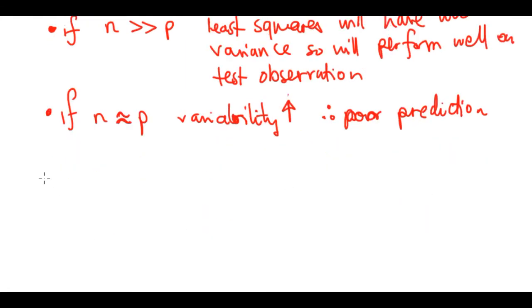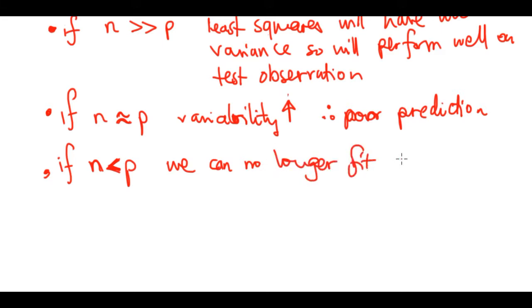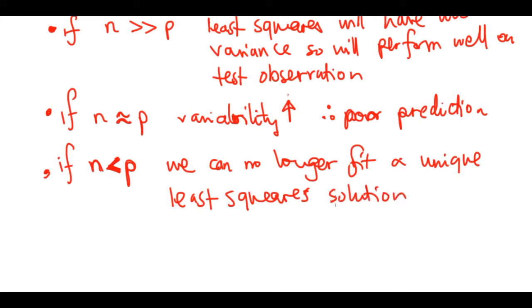And if my n is smaller than my p, let's say we have 10 observations but 20 predictors, then we can no longer fit a unique least squares solution. I think we remember this from previous videos in regression: when you have fewer observations than predictors, you can no longer fit a unique least squares solution. You now have infinitely many least squares solutions, and that is bad, because we cannot use it to predict anything.